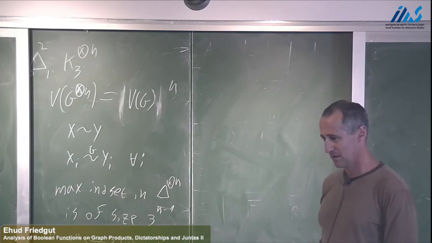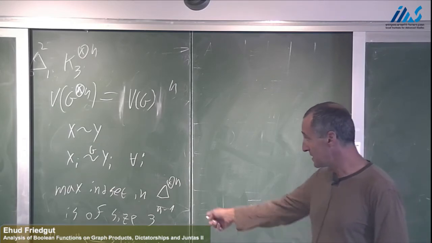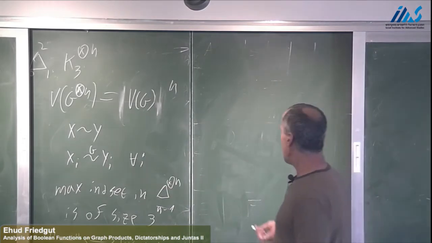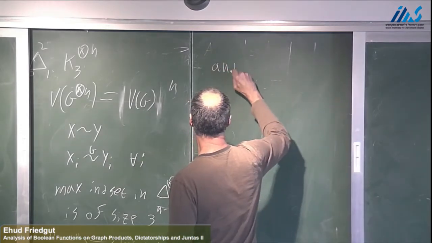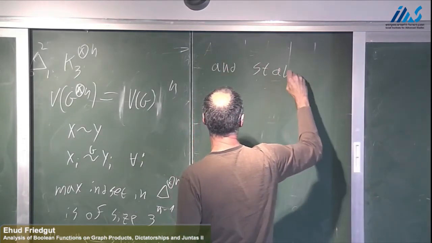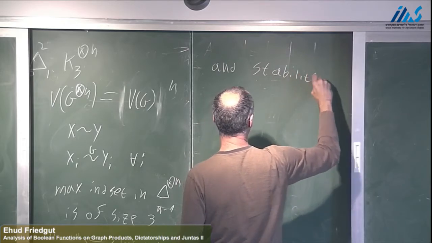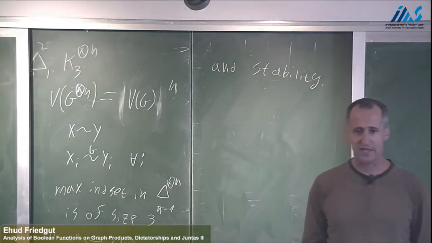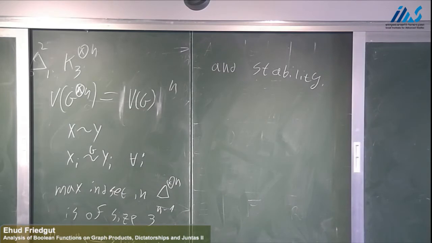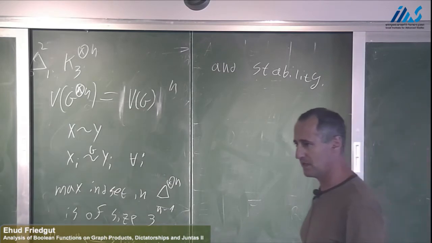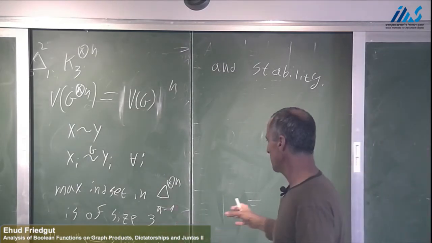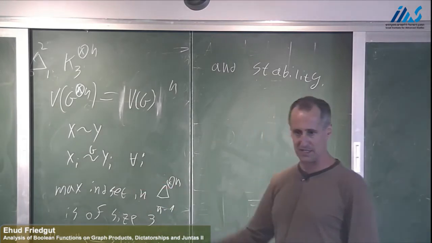In particular, this is stronger than the previous. This is stronger than this statement. And stability: if you have an independent set of size 99% of 1/3, then 97% of that set is contained in a maximal independent set.